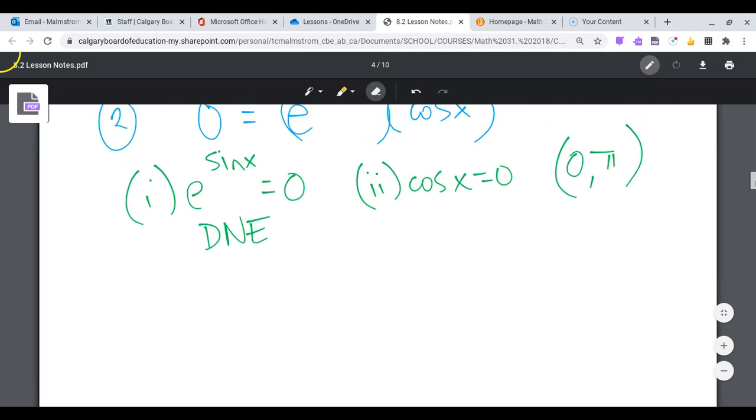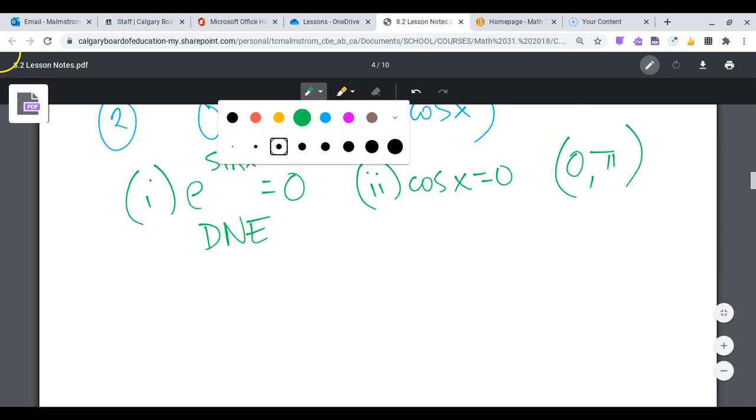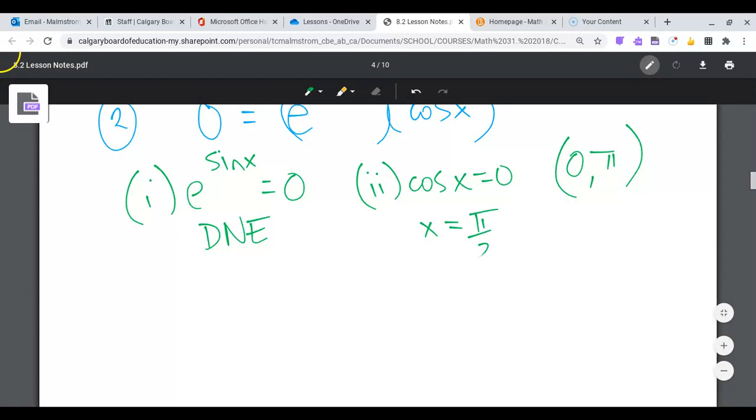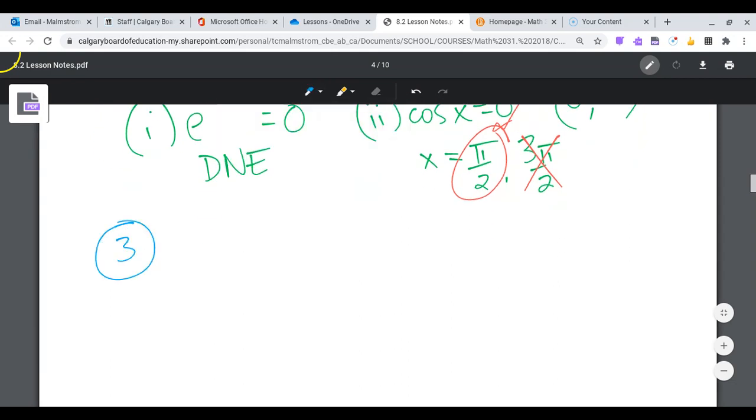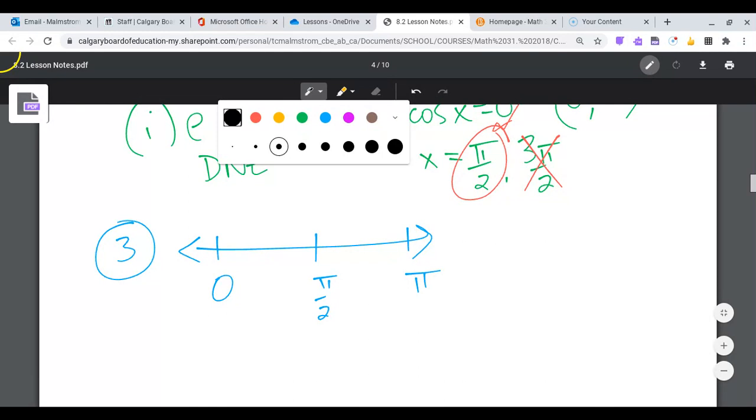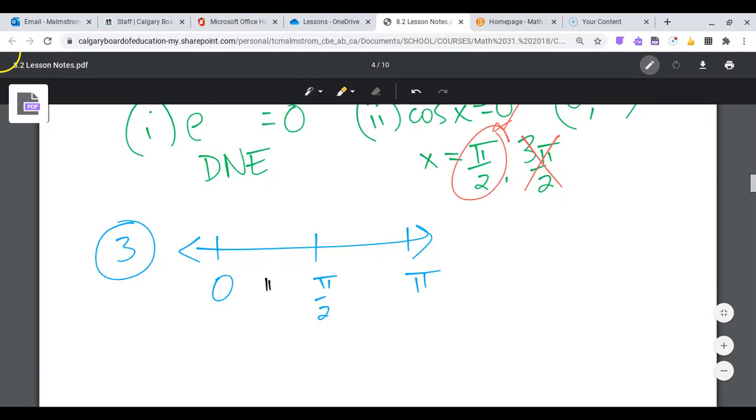And then cos x is equal to 0. Well, when is cos x equal to 0 on my unit circle? It is equal to 0 at pi on 2 and 3 pi on 2, but I will notice my restricted domain will say no to that 3 pi on 2, and all we care about is the pi on 2. And then we are going to move forward with testing that critical number between 0 and pi and pick a couple of test points. I picked pi on 4 and 3 pi on 4.